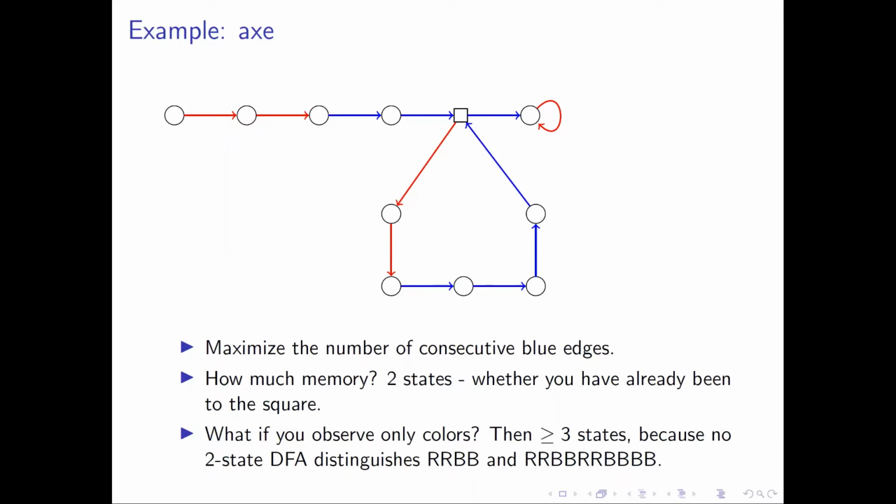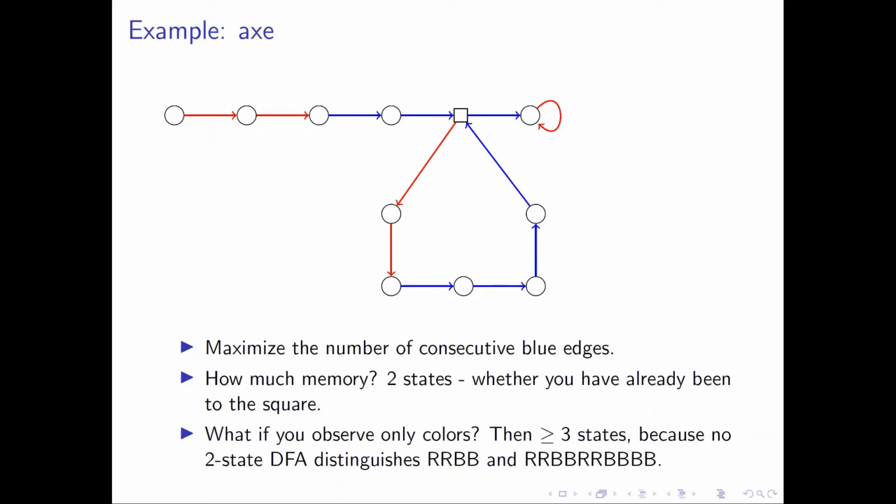And our goal is to find an infinite path which starts in the leftmost node here and which maximizes the number of consecutive blue edges. More precisely, if I have an infinite path, then I can consider the maximal natural number k, such that somewhere in this infinite path there are k consecutive blue edges. And so our task is to maximize this parameter. Let's see what we can do here.